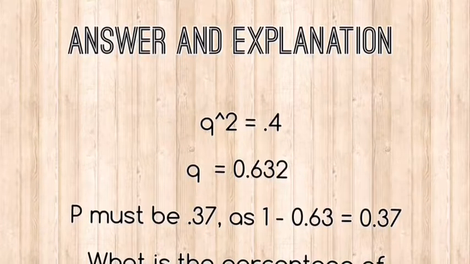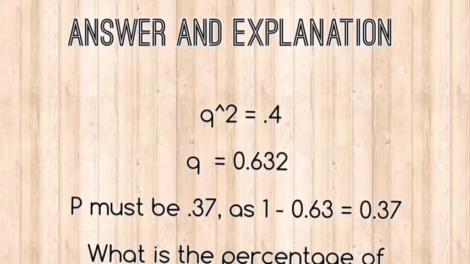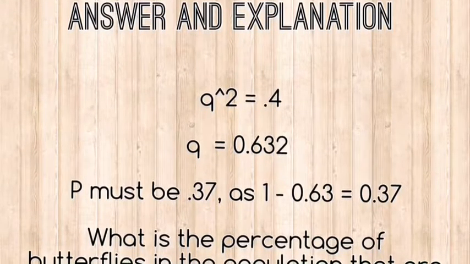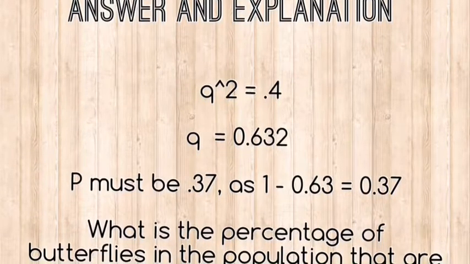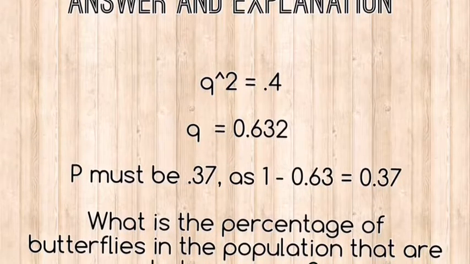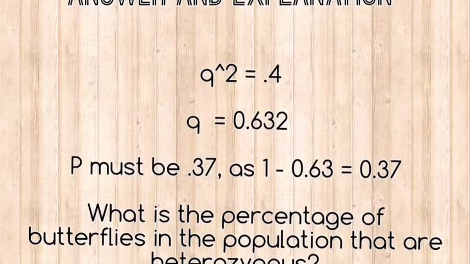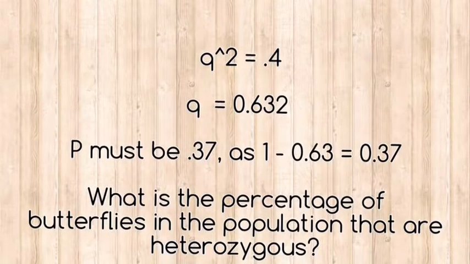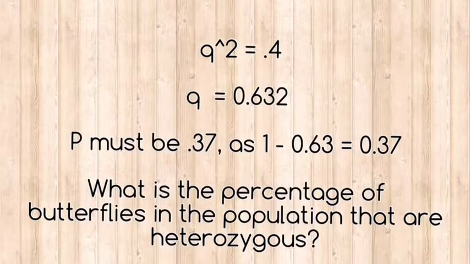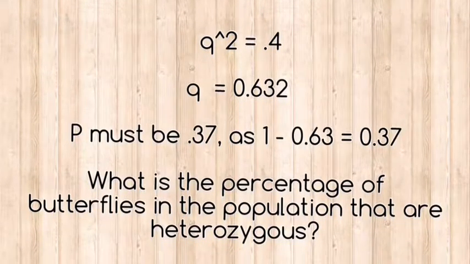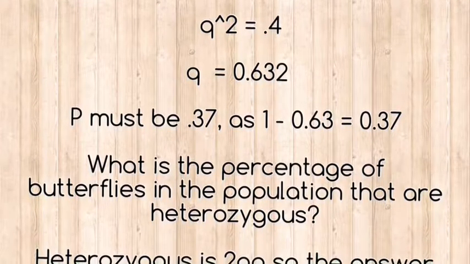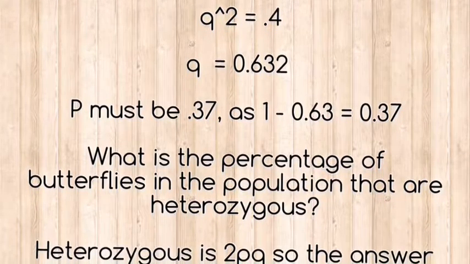Now for the answer and explanation to the previous problem. So we already know that q squared equals 0.4, as 40% of the butterflies were white. If we take the square root of this, we find out that q equals 0.632, which means about 63% of the butterflies have the q allele. This must mean that p must be 0.37, as 1 minus 0.63 equals 0.37.